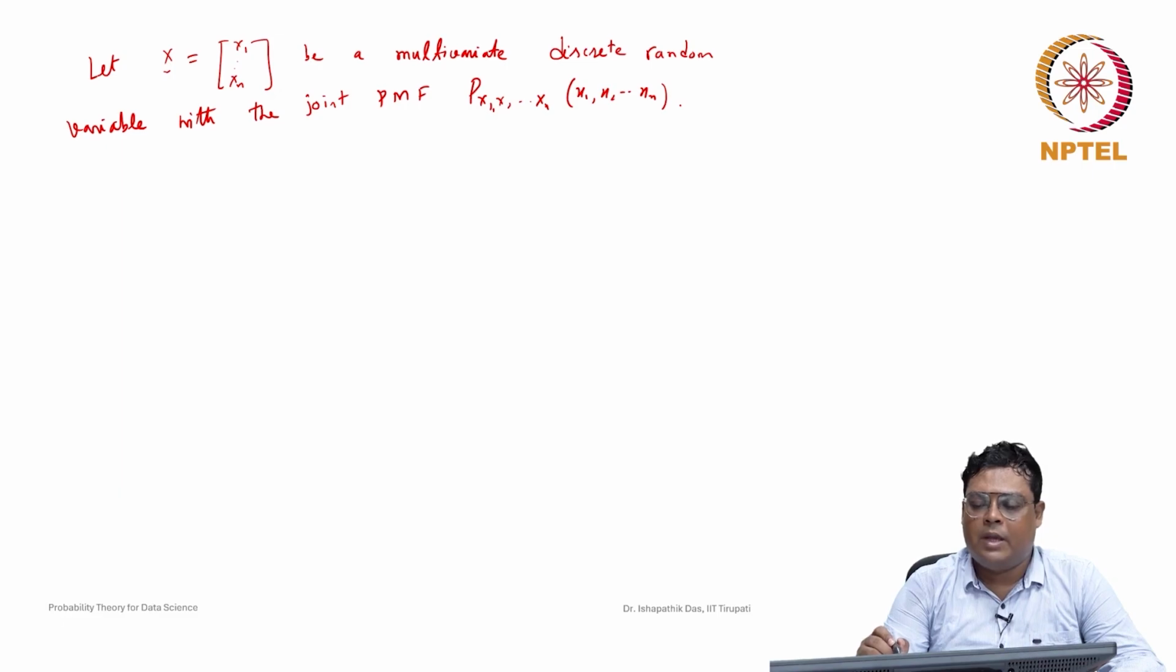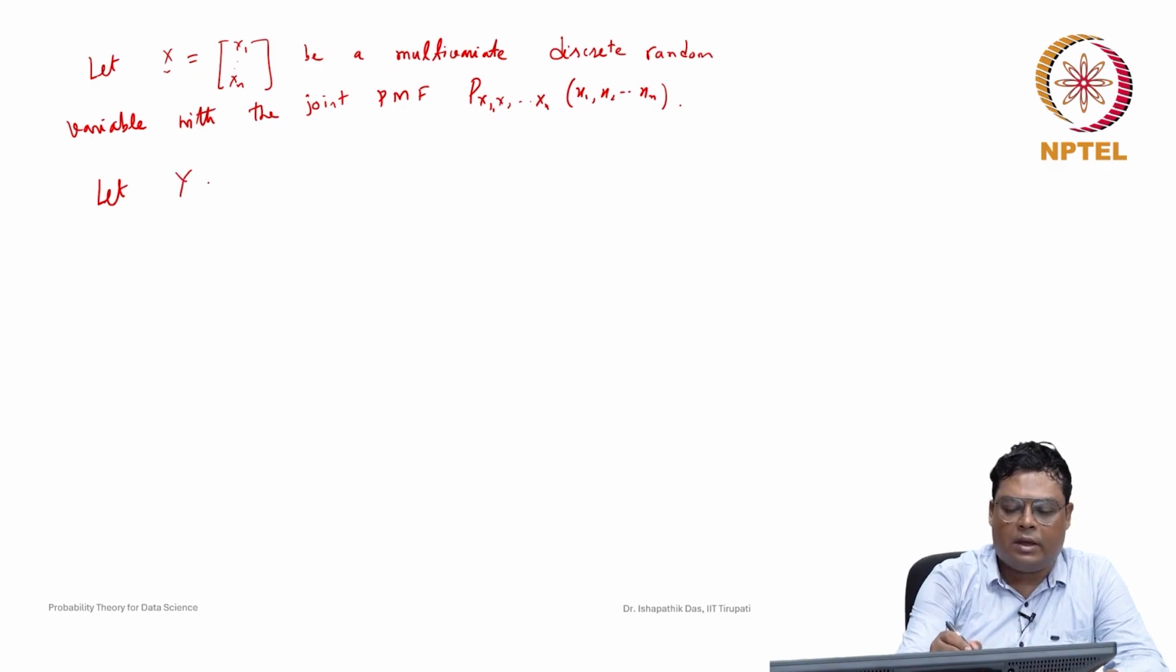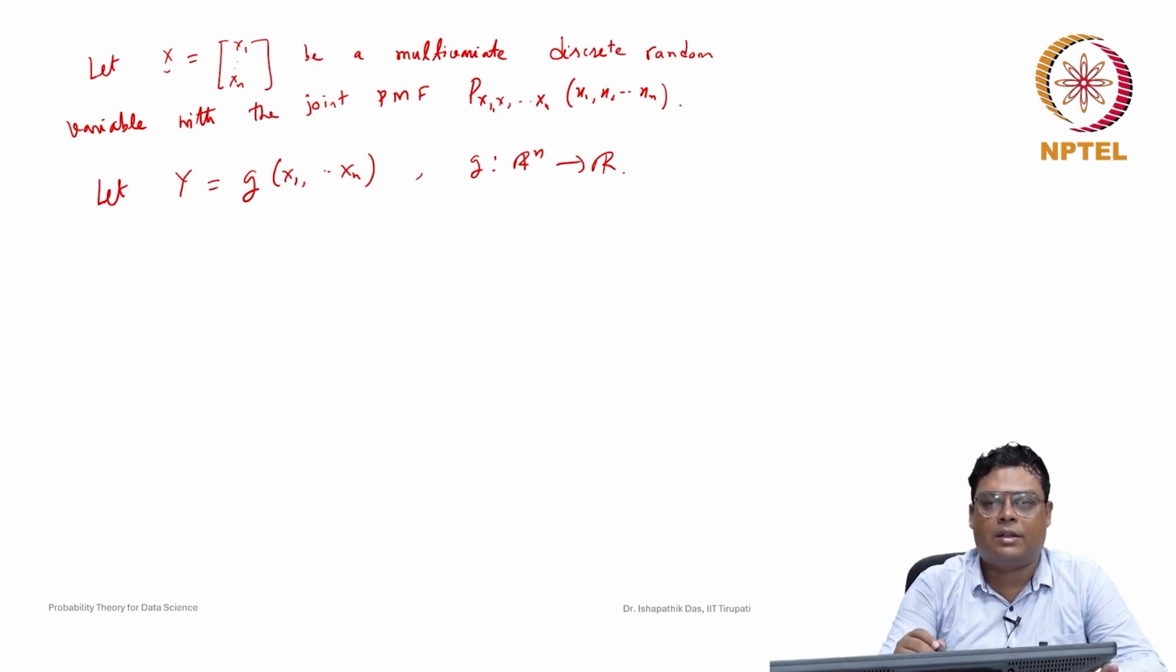Now what will be the mean? In the general case, let y be a random variable that is a function g of x1, x2, xn, where g is a function from Rn to R. In general you can consider Rn to Rm, but for simplicity let us consider this. This is a transformation of random variables, which we will discuss in the next chapter in the coming weeks. Here it is a function of random variables, and we find the expected value of y using the joint probability mass function of x1, x2, xn.